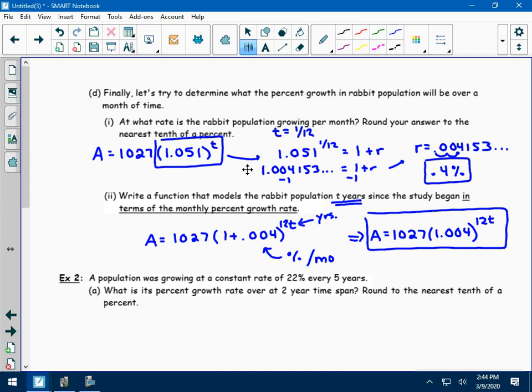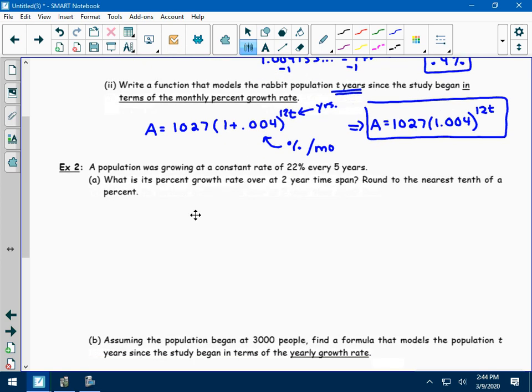All right, let's try a different scenario. Population was growing at a constant rate of 22% every 5 years. In part A, we're going to find out what is its percent growth rate over a 2-year time span, rounding to the nearest tenth of a percent.